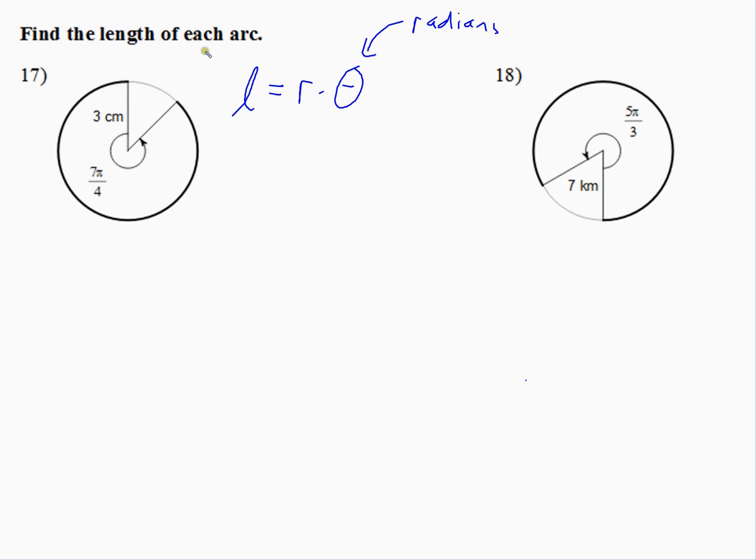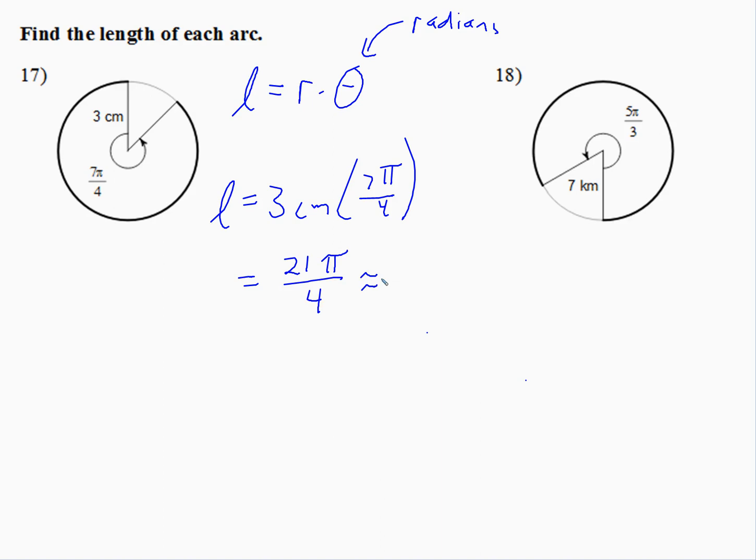So find the arc length. Well, that's just going to be L equals the radius, which is 3 centimeters, times 7 pi over 4. And that gives us 21 pi over 4. And you could figure out what that's equal to.